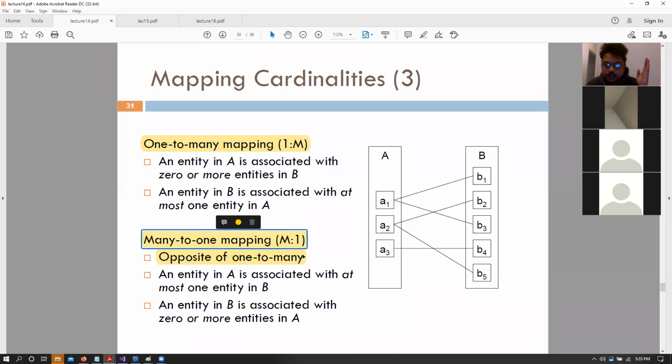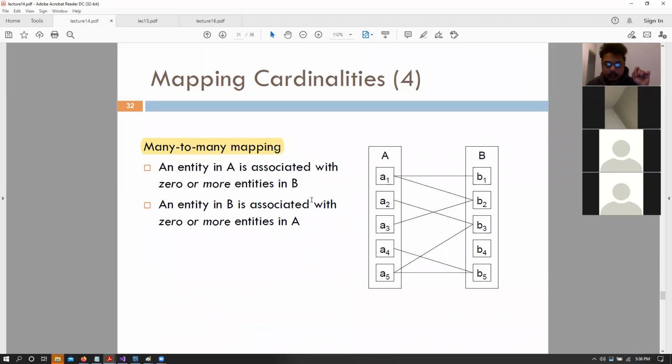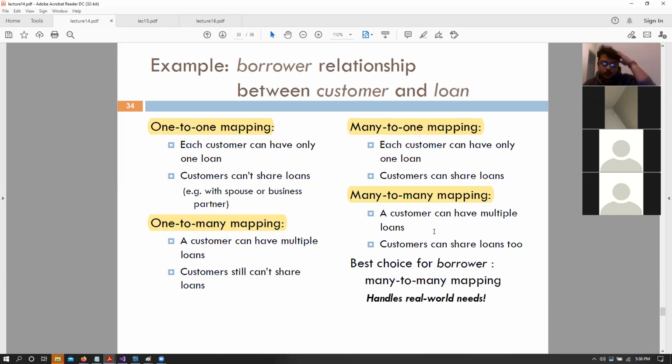A many-to-one relationship was the other way around, where each loan could be held by multiple customers, but again, each customer can have only one loan, right? And then we had a many-to-many relationship that was either way goes. Our customer can have many loans. Each loan can be held by multiple customers. So we had this sort of mapping where one-to-one meant that each customer can have only one loan and customers can't share loans, right?